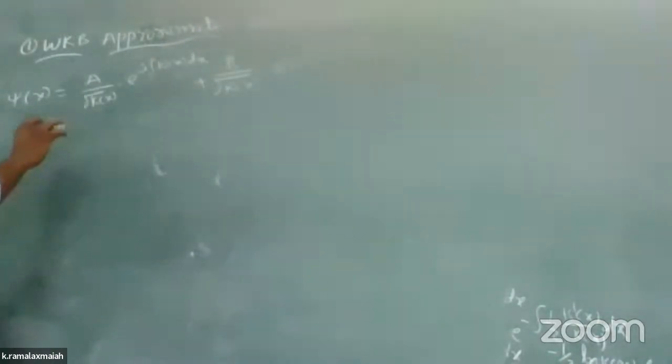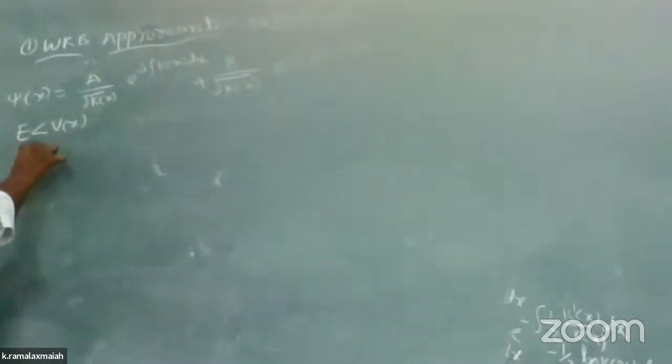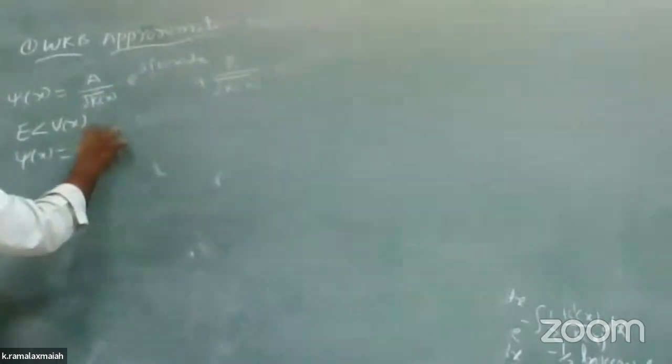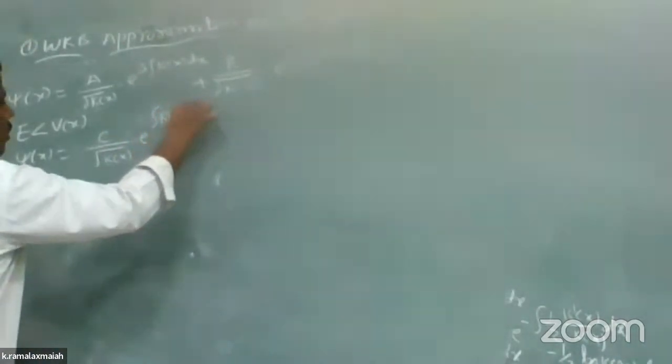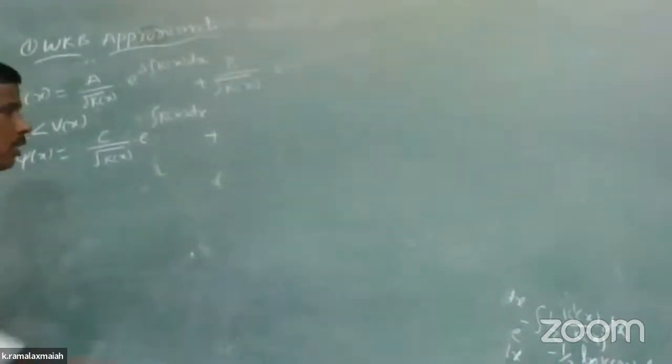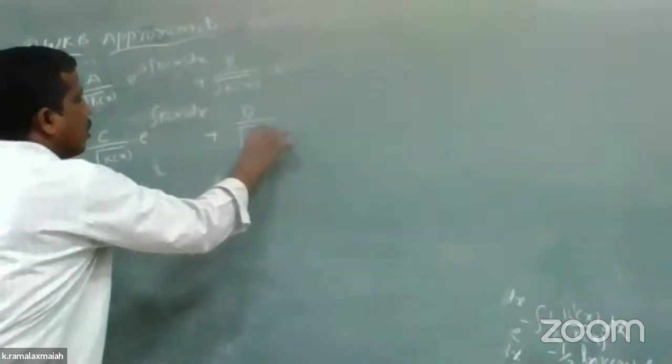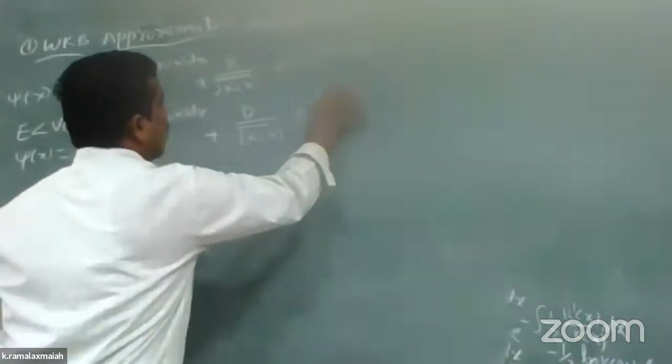So that is, y of x is equal to, similarly, c by under root of k of x into e power of integral of k of x dx, plus d by under root of k of x into e power of minus integral of k of x dx. So both these solutions are valid.